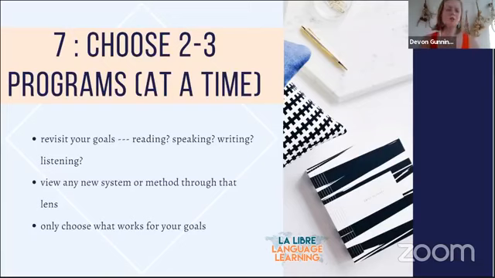I want you to view any new system that you're working with through that thought lens. And please only choose what works for your goals. Only choose what works for your goals. You might see something that works really well for one goal and another thing that works partially for another. Choose the thing that works really well for that one goal. You can always add new things later, but don't overload.